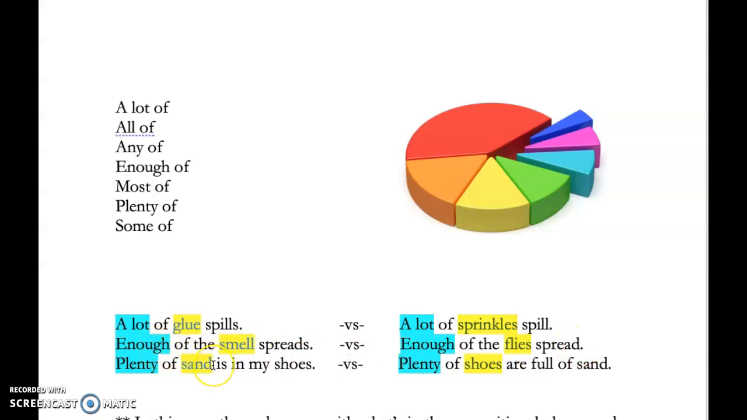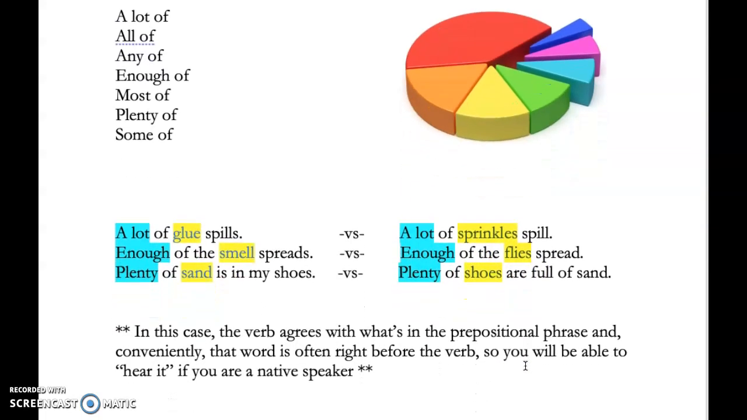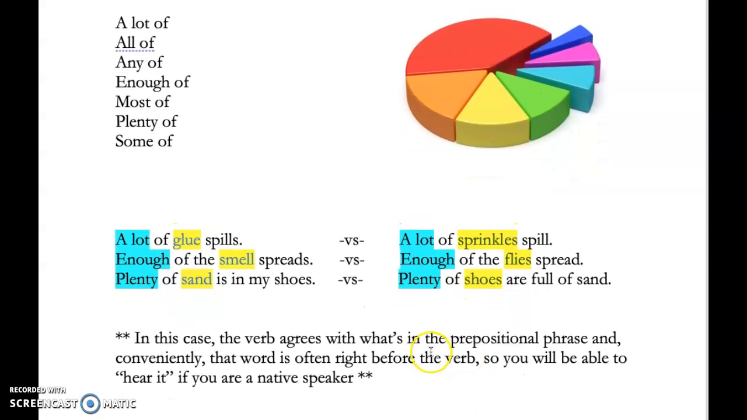Plenty of sand. Now, okay, you might say to me, technically you could count the sand. And I would say back to you, but can you? Can you really count all the sand? No. So we think of sand as singular. We think of rice as singular too, but mostly this is an exception to the rule, right? Plenty of sand, cannot count, it is impossible, is in my shoes. Plenty of shoes, we can count. Plenty of shoes are full of sand. In other words, in this one case, the verb agrees with what is inside of the prepositional phrase.